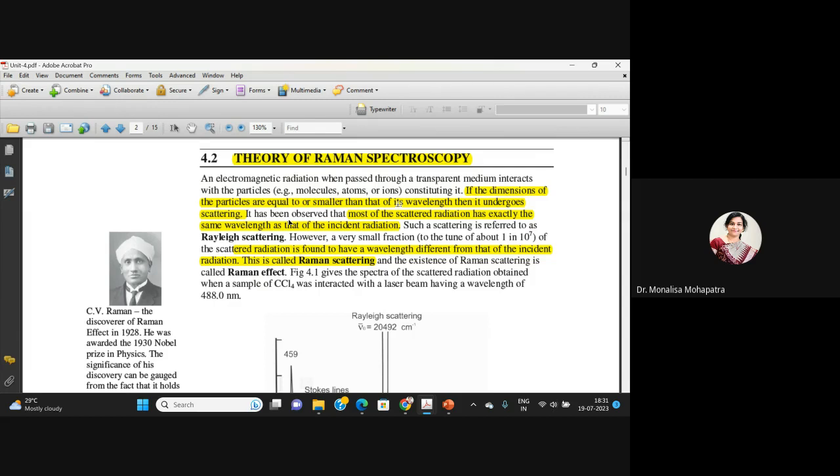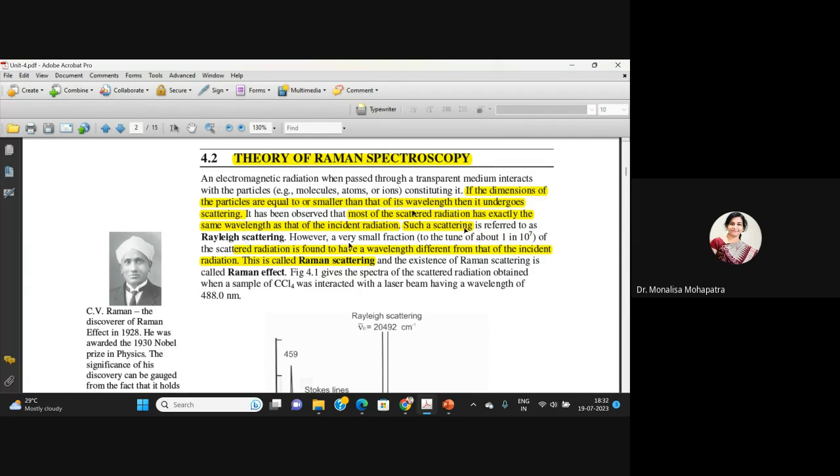Okay. It has been observed that most of the scattered radiation has exactly the same wavelength as that of the incident radiation. If so, then this scattering is known as Rayleigh scattering. Yesterday also I was telling you a bit of this, just a simple glimpse I told you. If the scattered radiation has exactly the same wavelength as the incident radiation, then we say the scattering to be Rayleigh scattering.